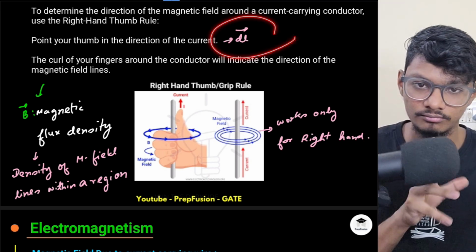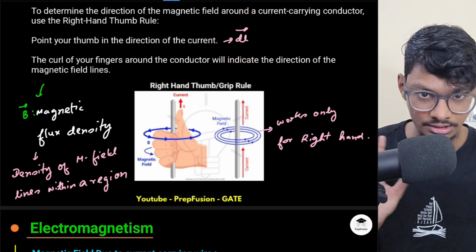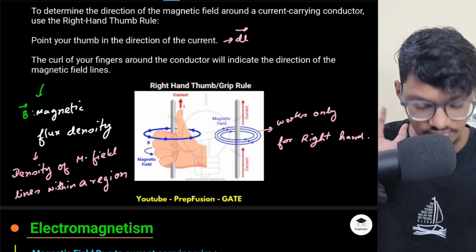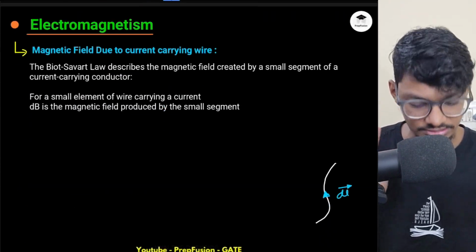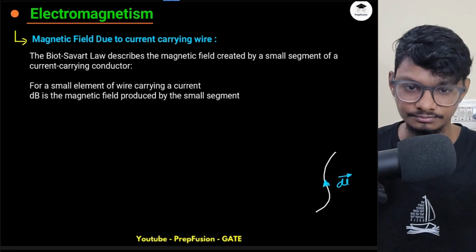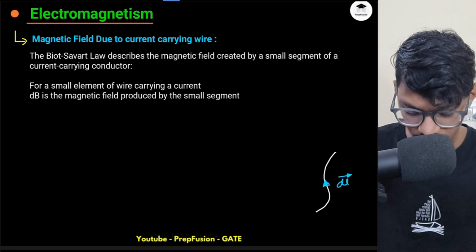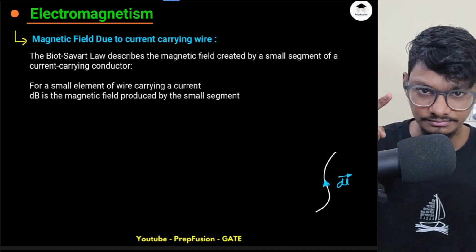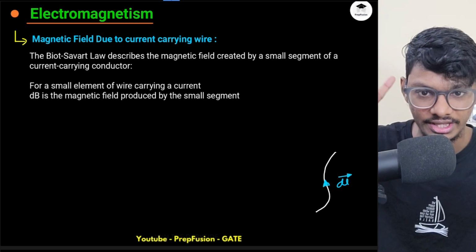So we'll choose dl. That is the reasoning behind choosing a dl, to find out the direction of the current. Okay, that's the only thing I wanted to explain. Now we'll come to Biot-Savart's law. There were actually two people, so that's why the law came, the Biot-Savart law.